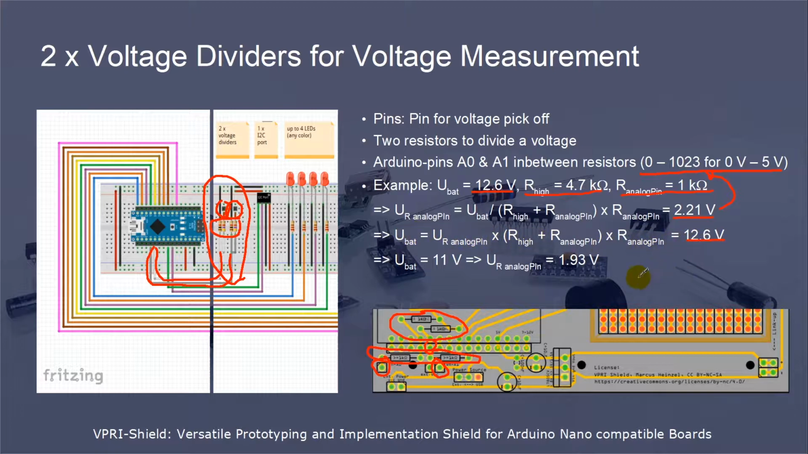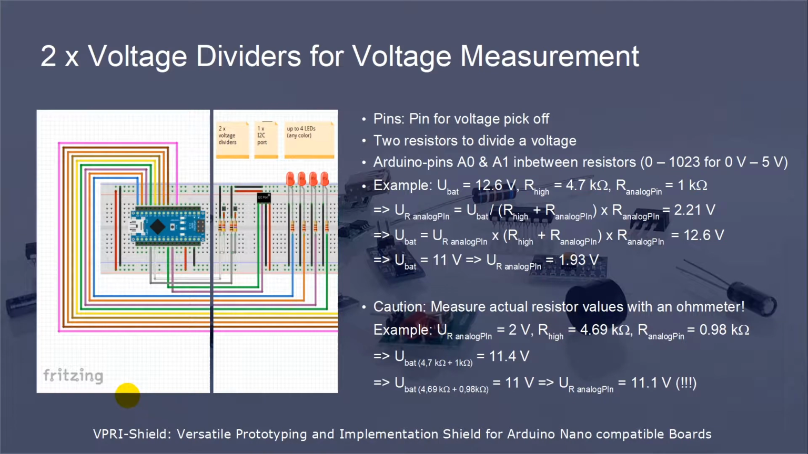If the battery voltage goes down in current consumption to 11 volts, then the internally measured voltage would be 1.93 volts. When you are using voltage dividers, it is very important to put in the exact resistor values into the equation. Otherwise there can be critical measurement failures.